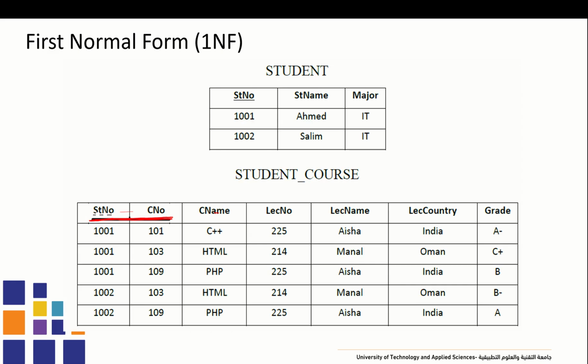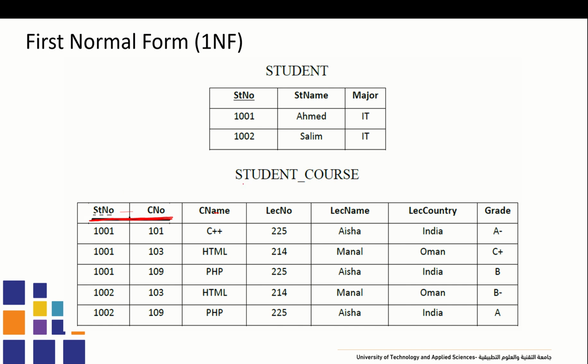Okay, so this will be the table after first normal form. So we started with an unnormalized table. There was a repeating group in the table. So we divided the table into two tables. One is a student table, the other one is a student course table. So here we will take the primary key and duplicate.